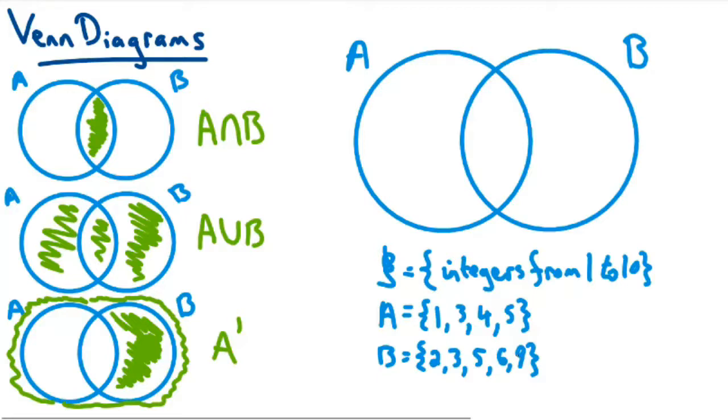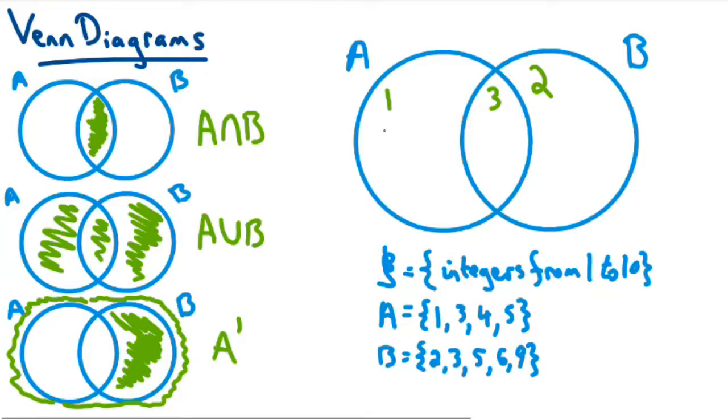Okay, well, let's just go through the integers from 1 to 10 and see where they fall. So 1, we're told that exists in circle A, but it's not listed in B. So 1 is just going to be here. 2, on the other hand, only exists in B. So 2 is going to go over here. 3 exists in both of these lists. So 3 is going to be in the overlap.